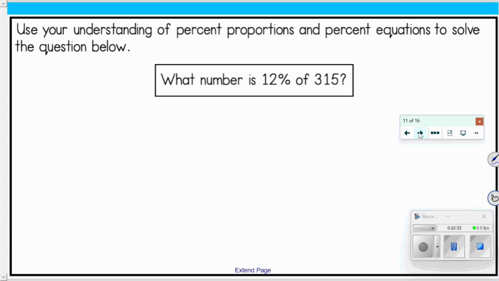Do you guys need more time on this one? Yeah, the numbers are a little more complex. I'll give you 3 minutes on this one.